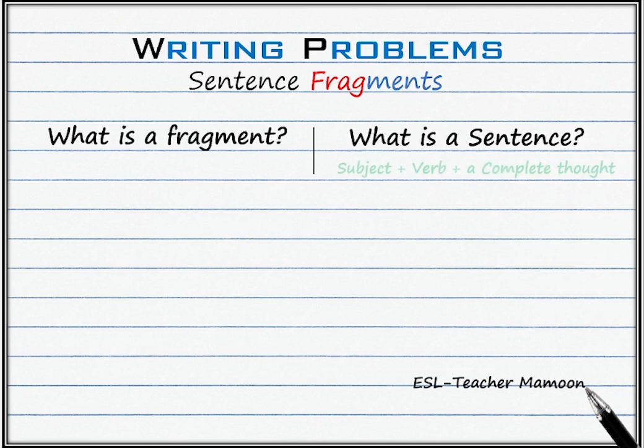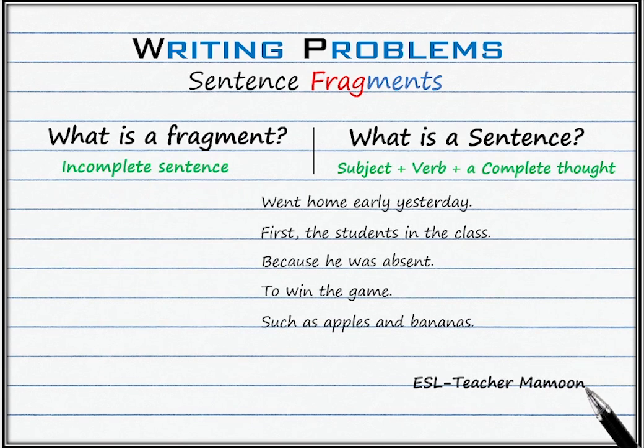A sentence is a subject and verb followed by a complete thought. That is an object or a complement. Whereas a fragment, it's completely the opposite, an incomplete sentence. In other words, it has one missing part. Let's check the following fragments.